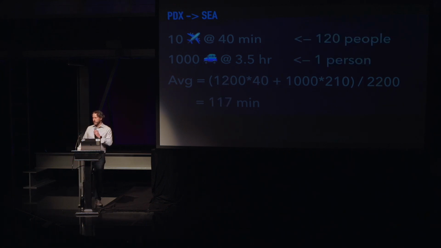The explanation is that each one of those planes has about 120 people on it. Each one of those cars has one, maybe two in it. And once we take that into account, we can do the average correctly, and it brings the average time per person down to about 2 hours. It's kind of in the middle of the two modes of travel. All right, what does this have to do with metrics?